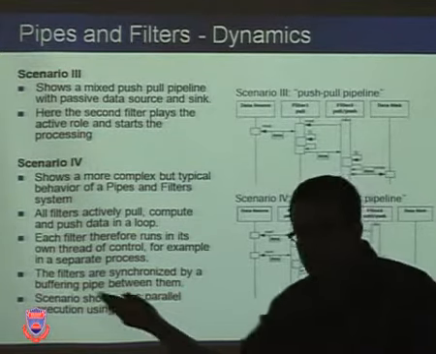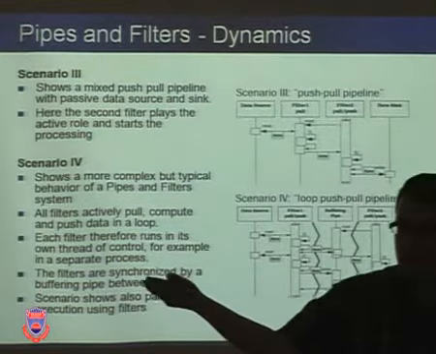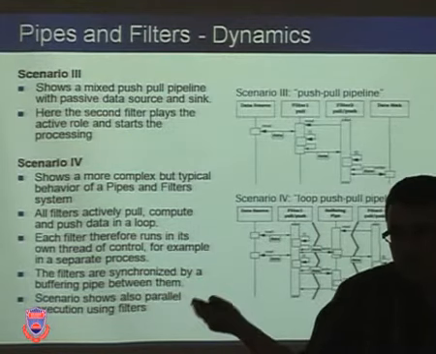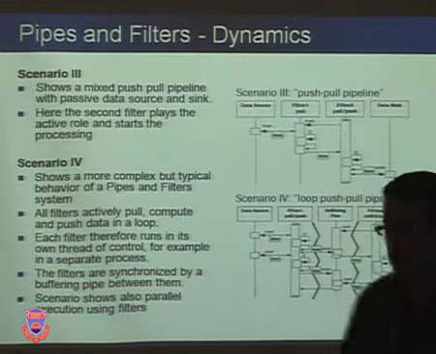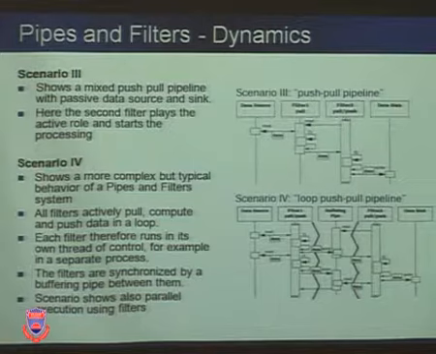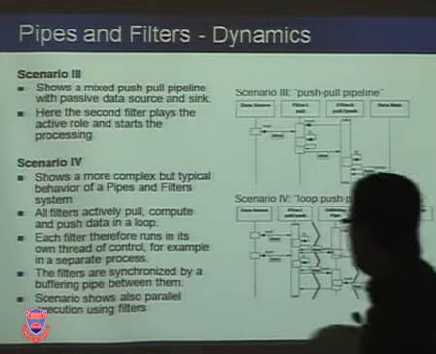So in this case, you have two databases actually, or two data sources could be. Both are passive. This is an even more complex but typical behavior of pipes and filter systems. All filters actively pull, compute and push data in a loop. So they can just pull and push the data.